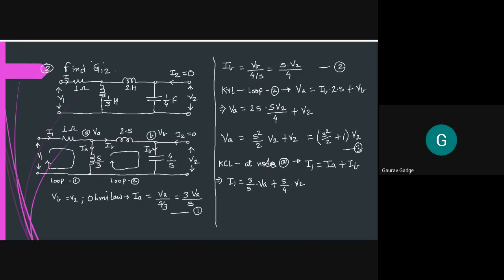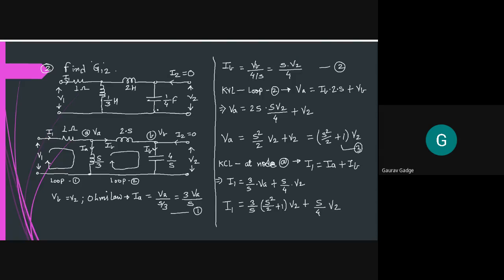Okay. Now here I don't have the value of V2, so there is no need to write the value for V2. So I directly write the value for VA. The value of VA is this one, equation 3. So 3 by S in bracket, put the value of VA here: S square upon 2 plus 1 into V2, plus S by 4 into V2. So this is the value of I1.